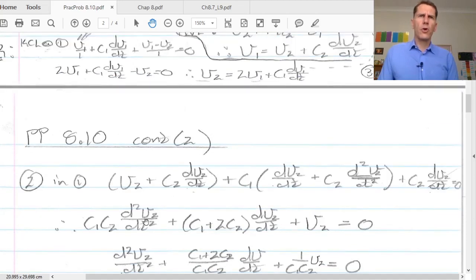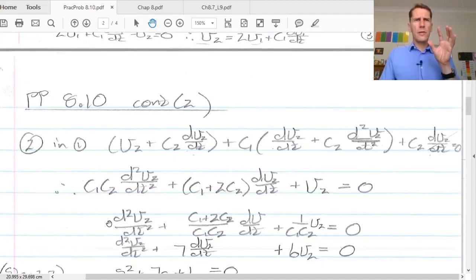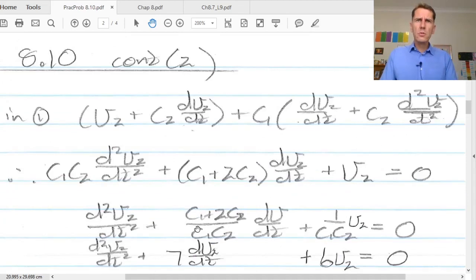That means we've got our second order differential equation, but the key is, I don't want a coefficient in front of the second order differential. I want that to be 1. So we take that C1 C2, and we divide everything by C1 C2. So there I've got the C1 C2 and divide by C1 C2. And I can substitute because I know what the capacitor values are. So we substitute and they've chosen it to be very nice values, and we get a 7 and a 6.